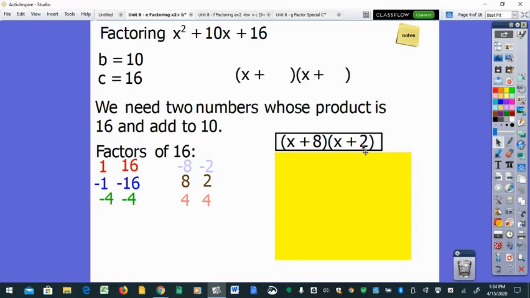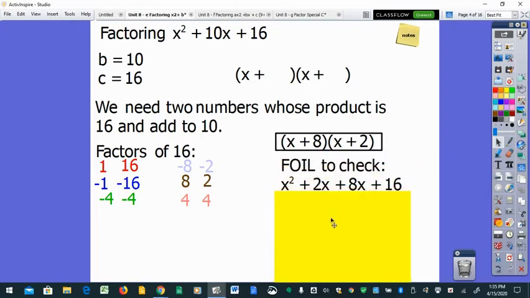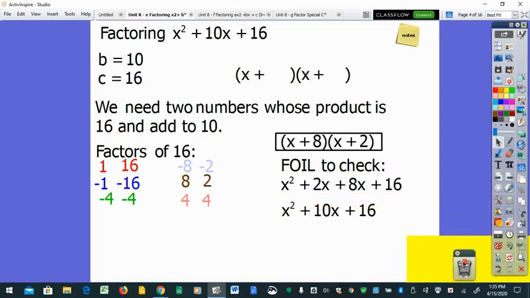Now, here's the cool thing about factoring. You can FOIL this to see if you've got the right answer. So x times x is x squared. Outer, I get a 2x. Inner, I get an 8x. 2x plus 8x is going to give me the 10x, and 8 times 2 gives me the 16. So when I FOIL it, I get back the problem I started with, and I know that this is my answer.